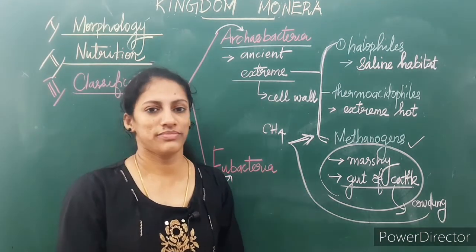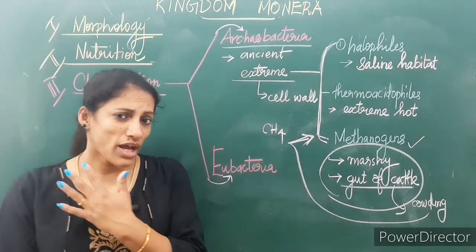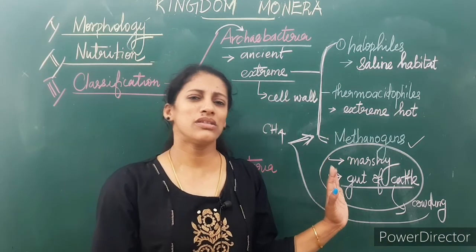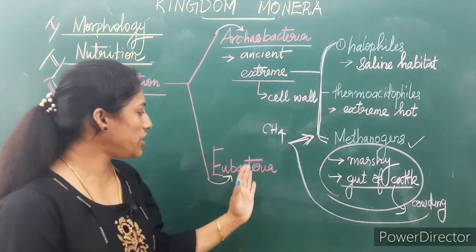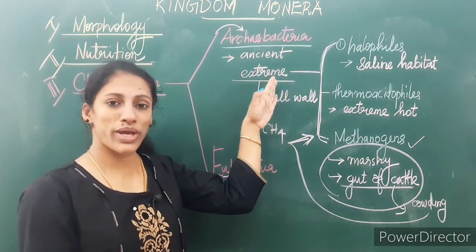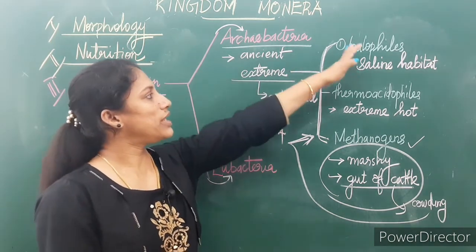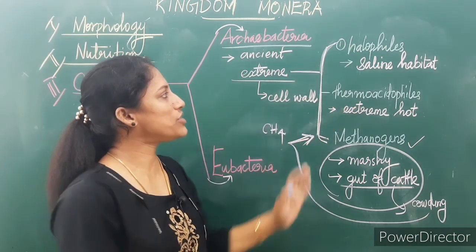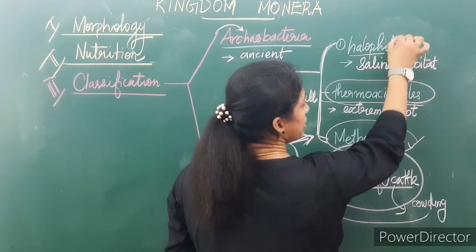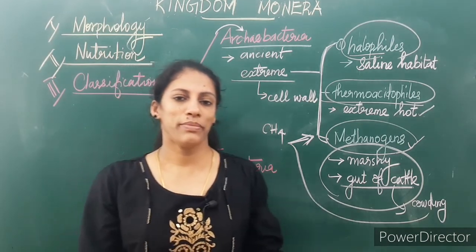That's about the classification of bacterium. This is a very brief classification. A lot of variety of bacteria are there, and different sessions are also there, but your book is giving a brief account, that is enough. Eubacteria we will discuss later. Archaebacteria, ancient bacteria, belong to extreme climates and survive due to the specialized, highly thickened cell wall. They are classified into halophiles in the saline habitat, thermoacidophiles in extreme hot climate, and methanogens in the two habitats you have studied.